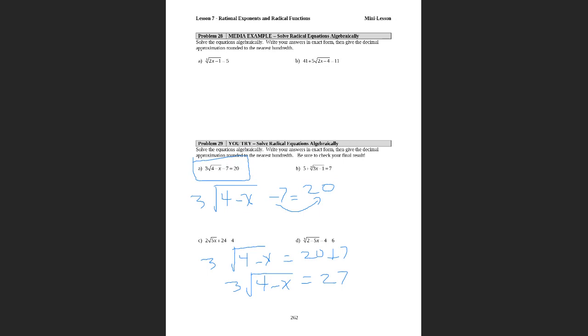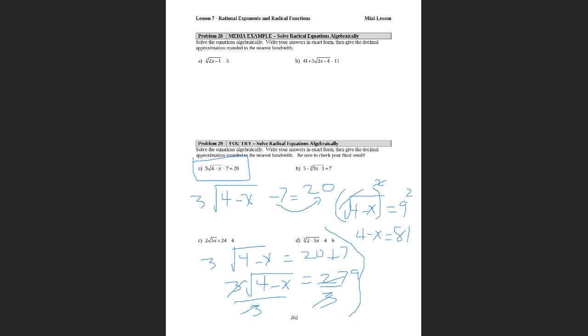Because 3 is multiplying, I can divide through by 3. And what does that give me? 9. So I have square root of 4 minus x equals 9. How can I take the square root off? I square this, I square that. The square root goes off because it cancels. I have 4 minus x equals 81.